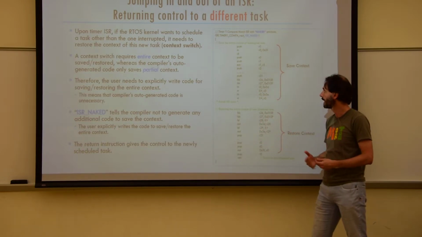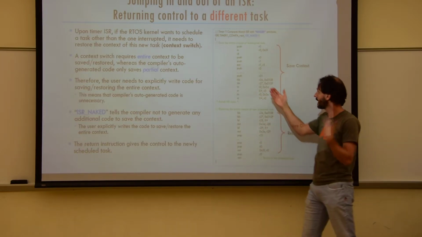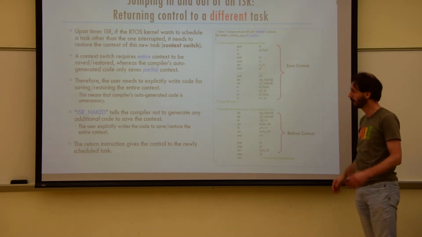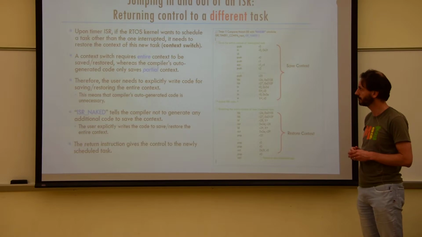So what does that mean? I really want to save the entire context of all registers, right? Now, how can I do this?